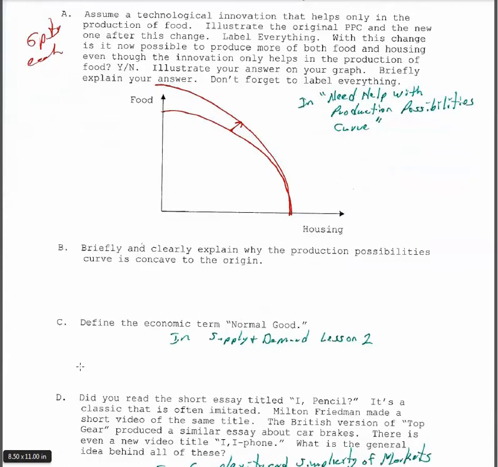Okay, define the economic term normal good. This was in supply and demand lesson number 2. It's one of the determinants of demand curves: income. A normal good is one that when your income goes up, you consume more. When your income goes down, you would consume less. The opposite of a normal good would be an inferior good.